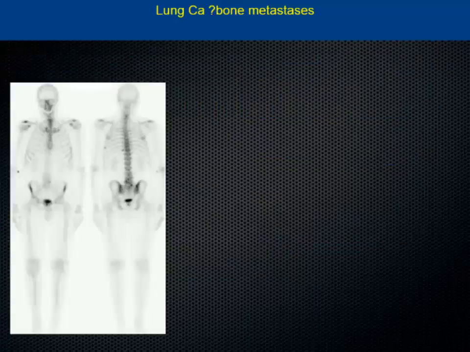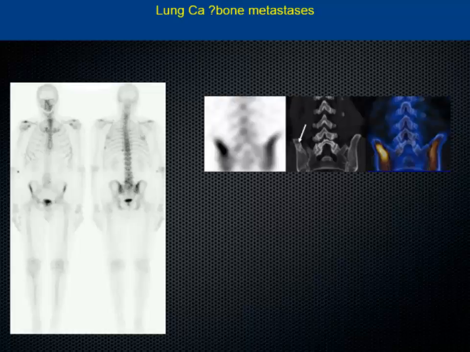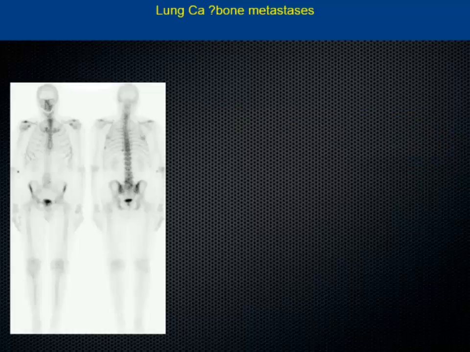Coming to lung cancer, again the question here was whether the patient has bone metastasis. Going back here, there's hardly anything there. It looks like a normal scan, except there is a rib uptake. The rib uptake is solitary, which is again non-specific. But by doing SPECT CT, it changes the entire spectrum in this patient.